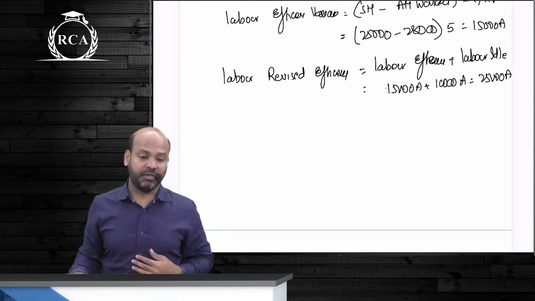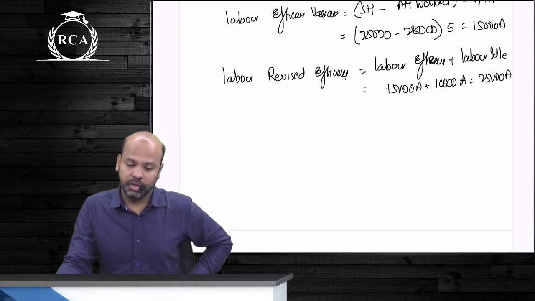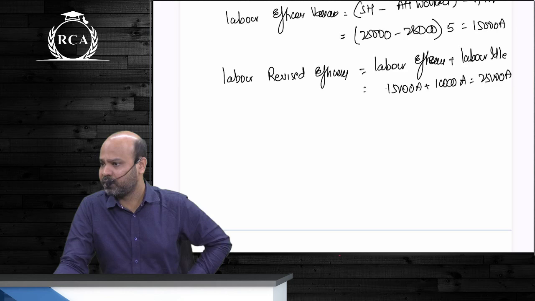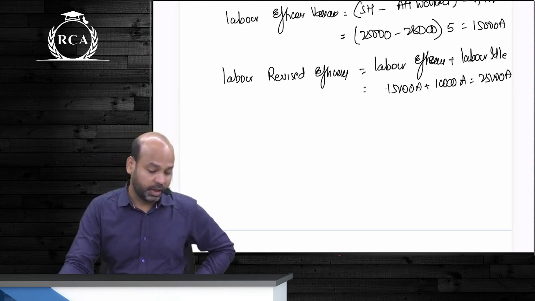Labor efficiency variance is 15,000. There, write that it includes idle time variance. It includes idle time variance. Mark that bit as important so that you end up revising it later. It includes idle time variance.